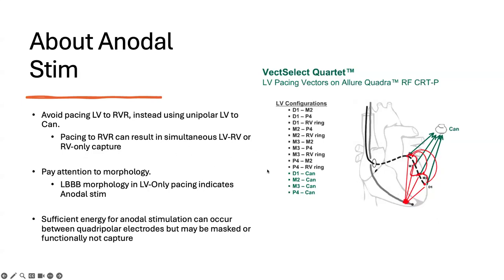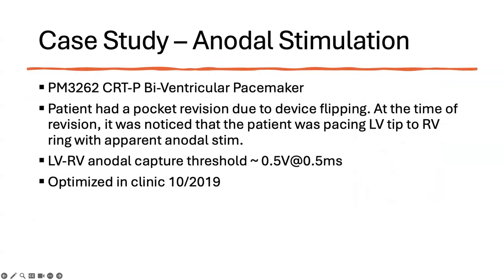So if you do have anodal stimulation at that site, even if you're capturing the LV, you're not getting the full advantage of the offset that you've programmed in. If you have LV first by 80, it doesn't really matter because you're still going to be capturing the RV simultaneously. So that eliminates that benefit. And then on the absolute worst side, you could end up thinking you're capturing the LV and not capturing at all. So I want to give you one case study.